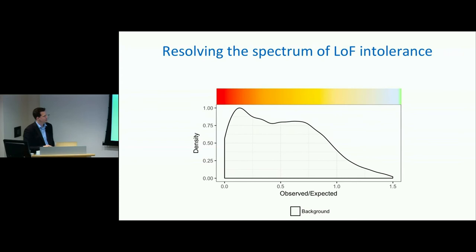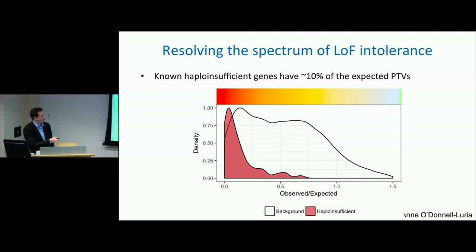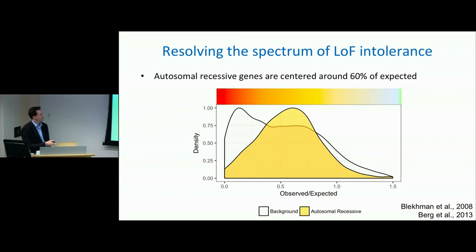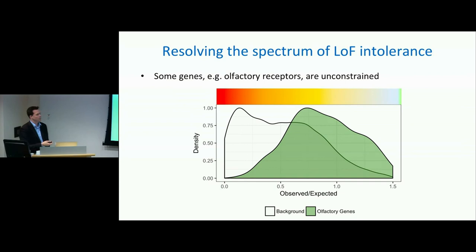So here, for instance, is the distribution of the observed over expected ratio for known haploinsufficient disease genes. You can see it's very heavily left skewed. Here is the distribution for genes that are known to have a dominant effect but not necessarily be haploinsufficient. These are recessive disease genes, which have about a 40% reduction in loss-of-function variants, but by no means a complete reduction, because selection is actually quite weak for loss-of-function variants in recessive genes. And then here is a set where we know that loss-of-function variants have very weak effects. These are olfactory receptors, where in many cases you can actually knock them out without causing very severe selective effects.